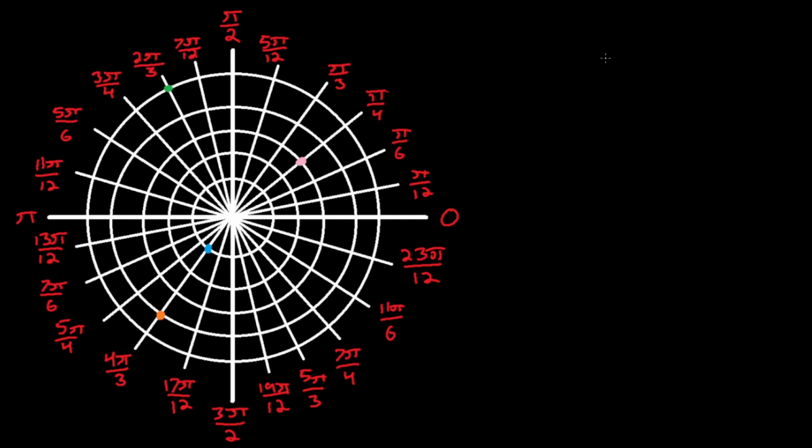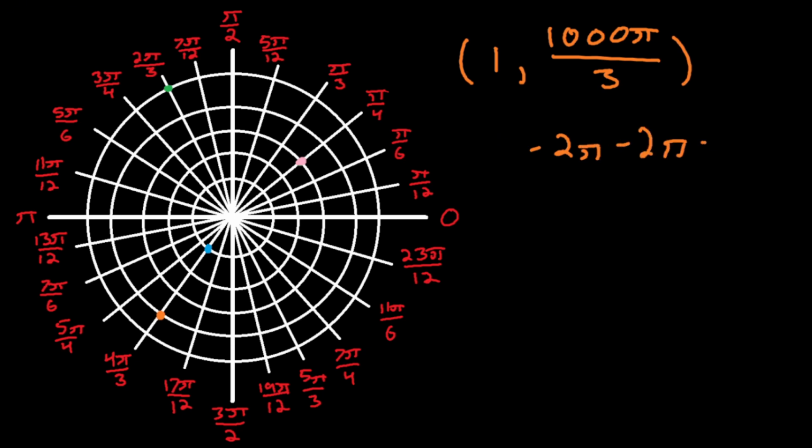Now, what if your angle is significantly greater than 2 pi, let's choose 1,000 pi over 3? It's going to be very tedious to keep subtracting 2 pi, 2 pi, 2 pi, 2 pi. What can you do? Well, you have to understand, if you keep subtracting 2 pi, you're eventually going to subtract some multiple of 2 pi, right? So if you keep subtracting 2 pi, 2 pi, 2 pi, you technically get to minus 6 pi.